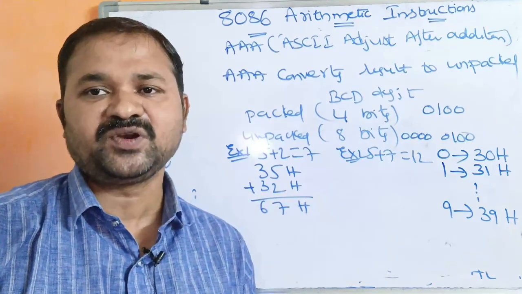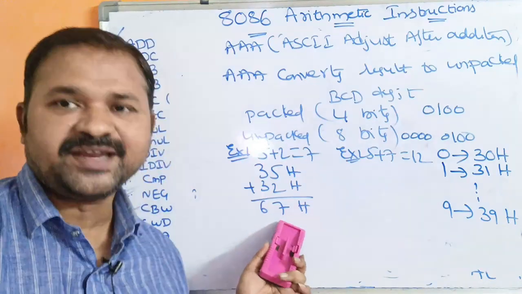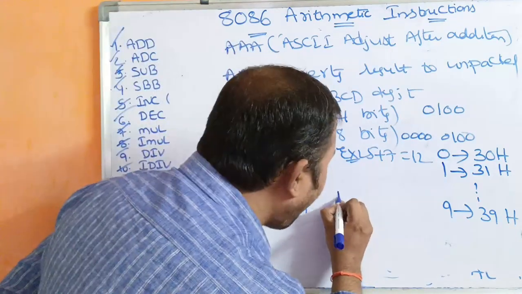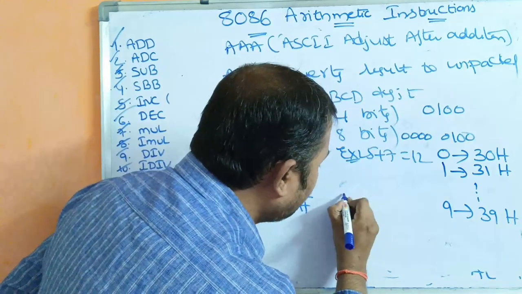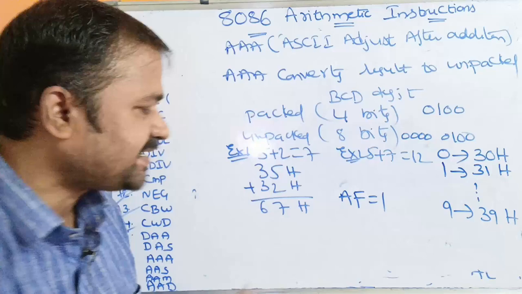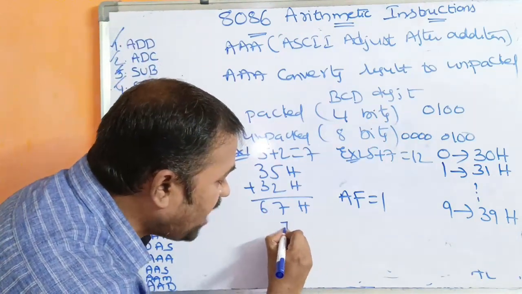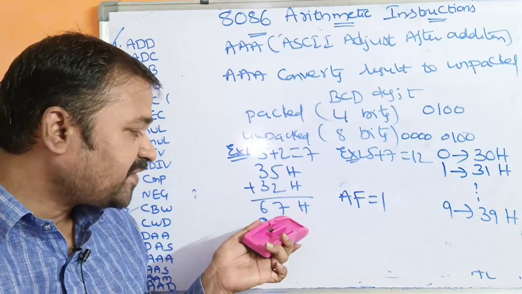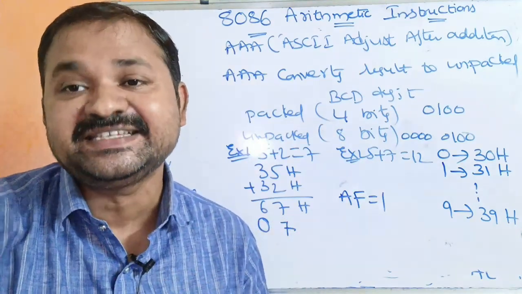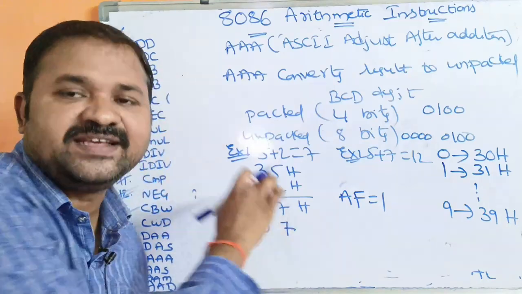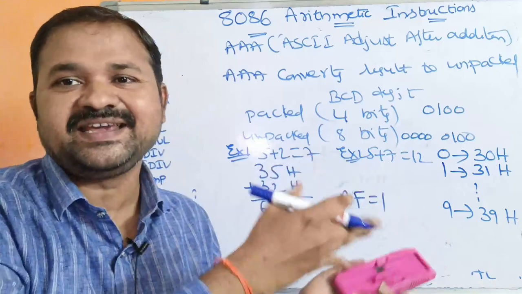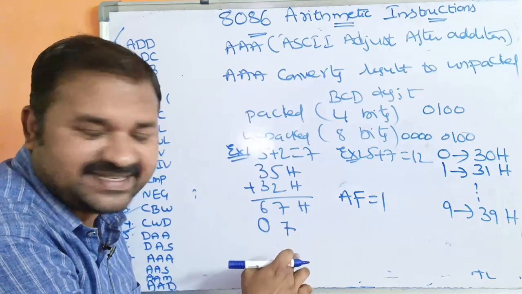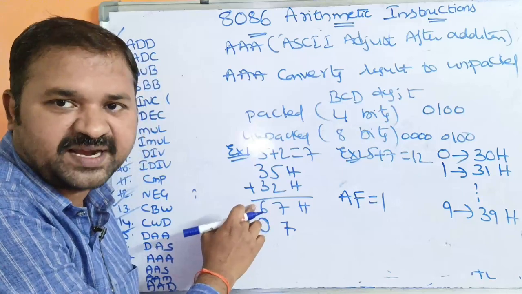Here the procedure is very, very simple. After performing the addition, we have to check the lower nibble. If the lower nibble is a valid BCD digit, here 7 is a valid BCD digit, or if the auxiliary carry flag or carry flag is set, then there is no change in the lower nibble. We have to write the lower nibble as it is, but clear the upper nibble. So that means make 6 as 0.